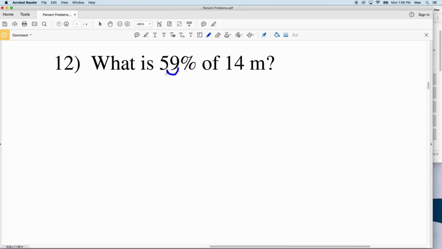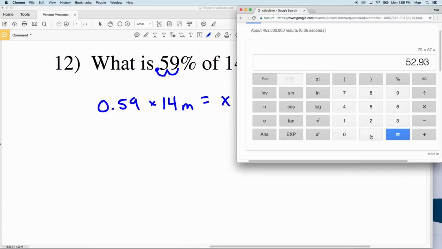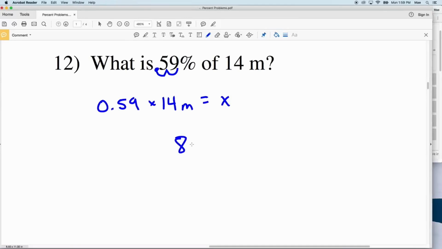So again, converting this, 59 over 100 is equal to 0.59, and we're multiplying that by 14 meters, and that's going to be equal to what? So 59% of 14. 0.59 times 14 is equal to 8.26, which rounds to 8.3. So that's going to be 8.3 meters.